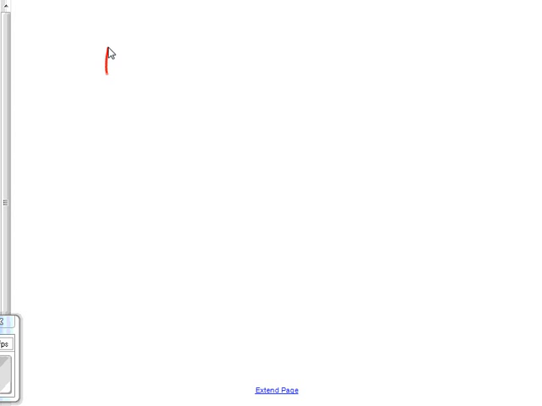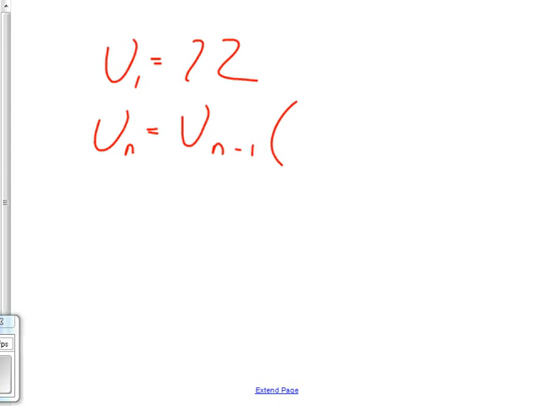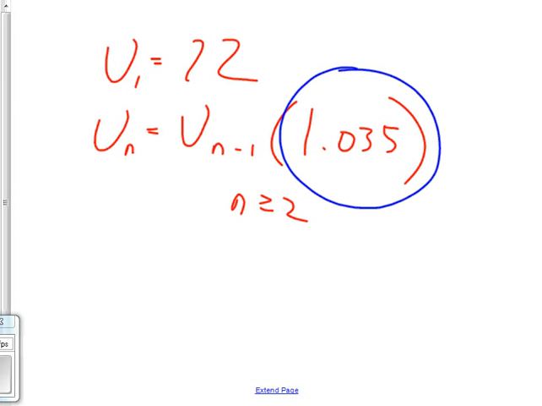If I had this sequence, u1 equals 12. It's a funny looking one. And then u sub n equals u sub n minus 1 times 1.035. And then I said n is greater than or equal to 2. Is that arithmetic or geometric? Geometric, because it's multiplying by something. Is it growth or decay? Growth, because it's going to get bigger each time, because see, this number is bigger than 1.